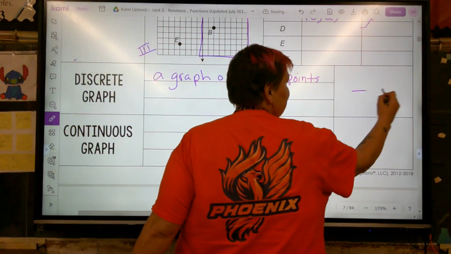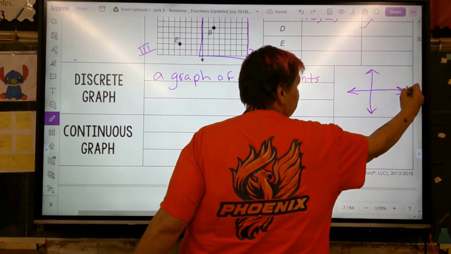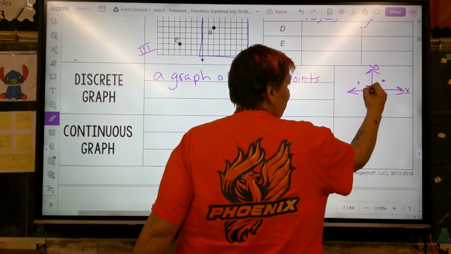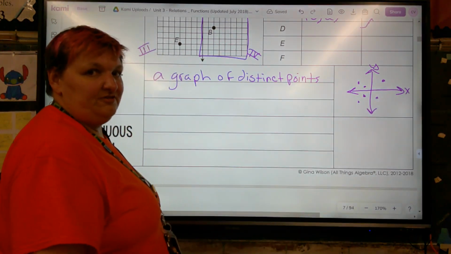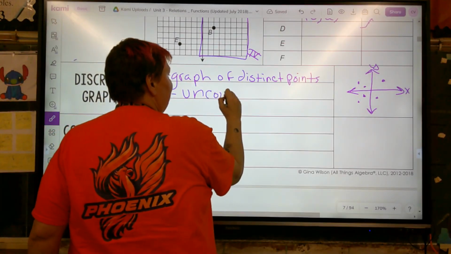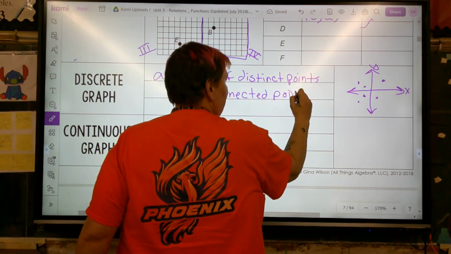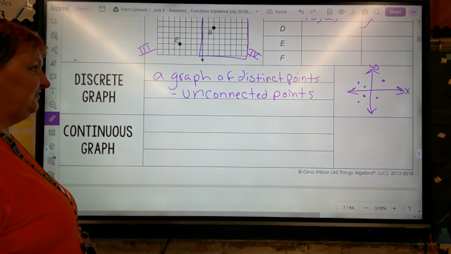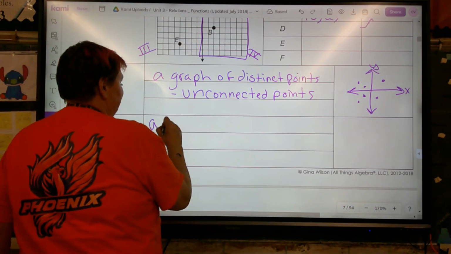Right? X-axis, y-axis. Go ahead and label them because it helps us remember. Points just randomly scattered around. They are distinct from each other. They are unconnected. Unconnected points. This is a discrete graph. Unconnected. A continuous graph, a graph with connected points and lines.